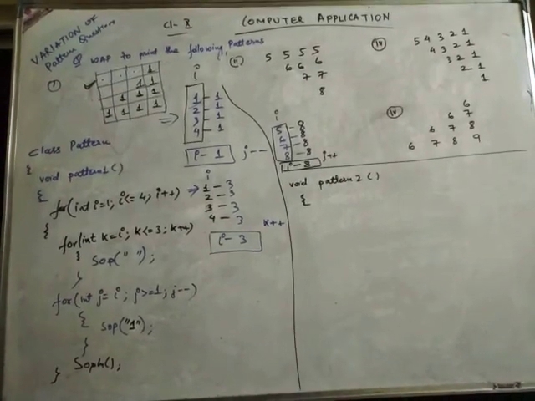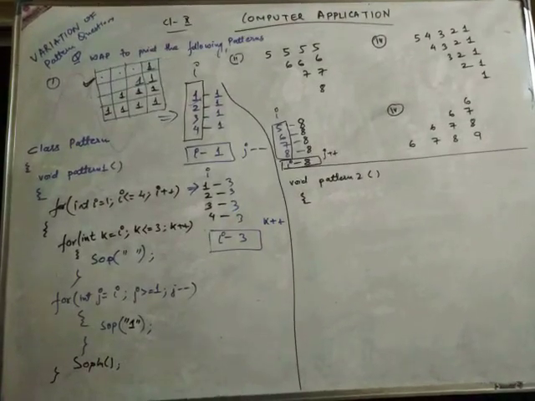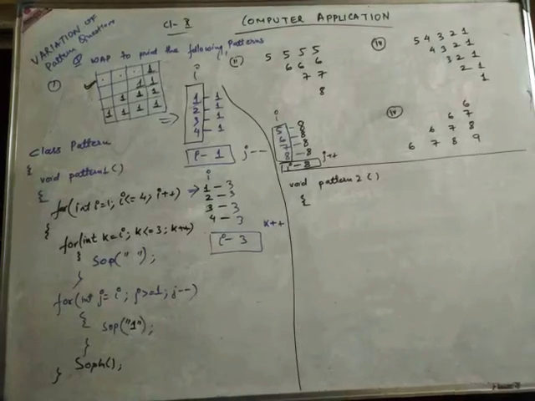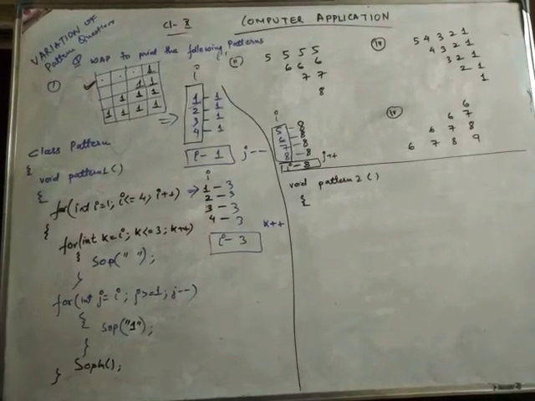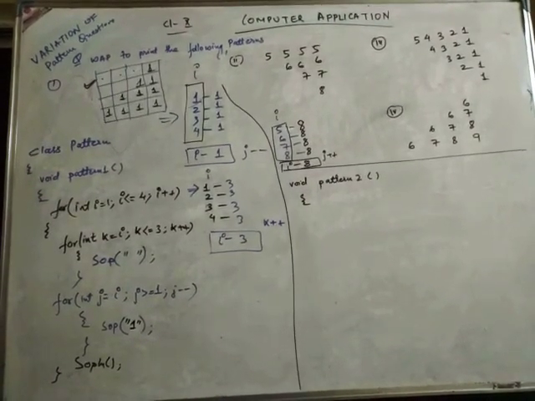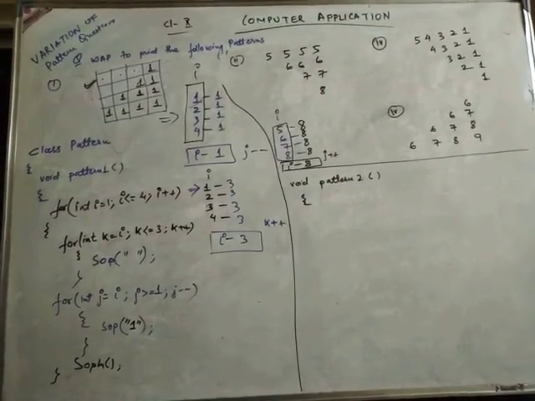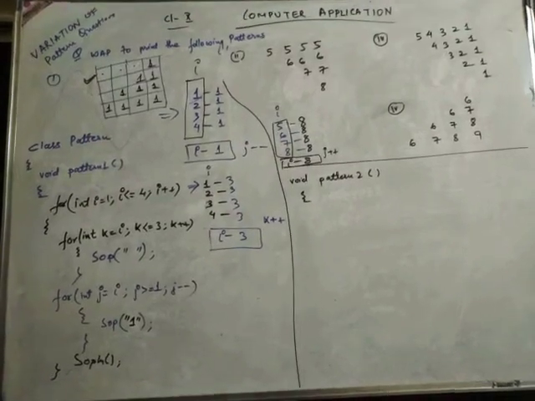Okay, so from 5 to 8, 5 will be printed 4 times. When we go from 5 towards 8: 5, 6, 7, 8, 4 times the J loop will run and 5 will be printed. Same way, 6 to 8: 6, 7, 8, 3 times the 6 will be printed.